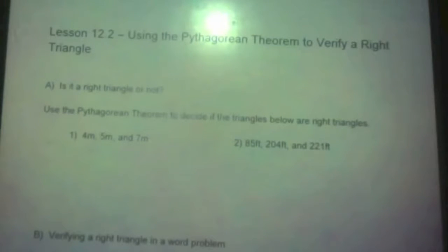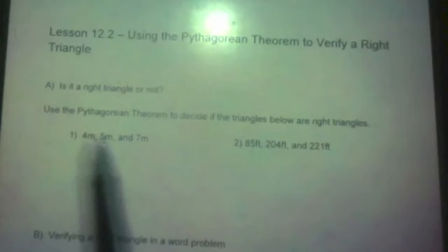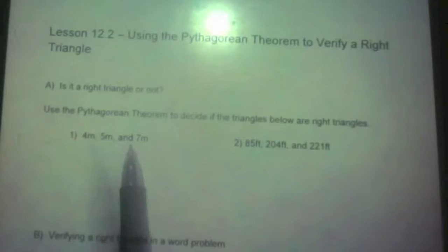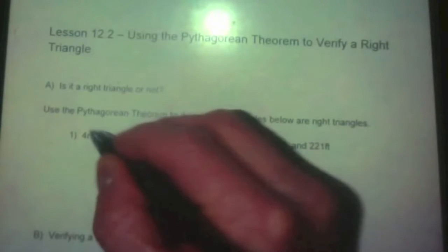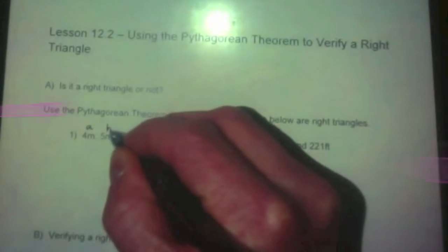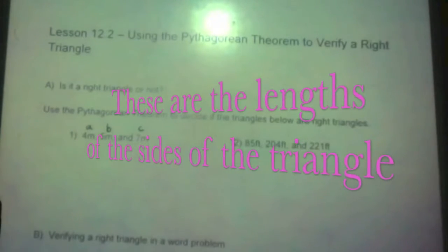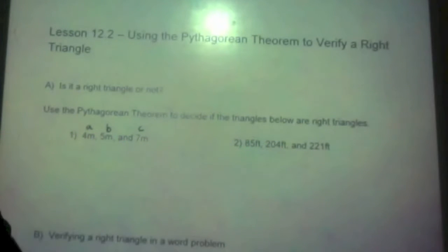You're going to have some problems like this in your book where they give you the measurements for a triangle, and they list them just like this. It goes in order with the Pythagorean Theorem with the A, B, and C. The first number you come across will be side A, the second number will be side B, and the third number will be side C. It just follows in order, so you don't have to guess which one is A, which one's B, which one's C.